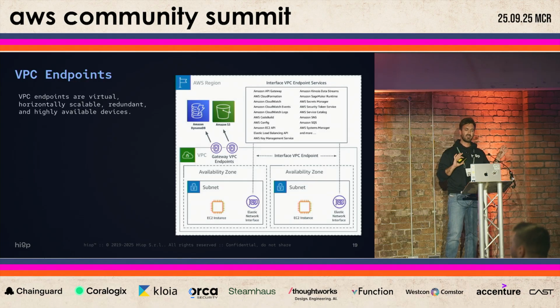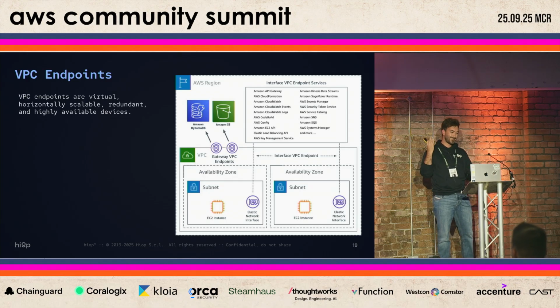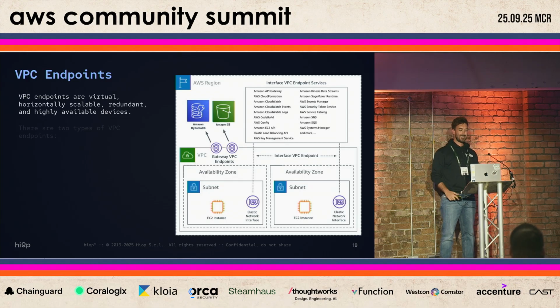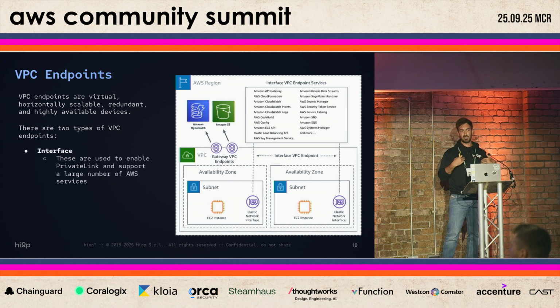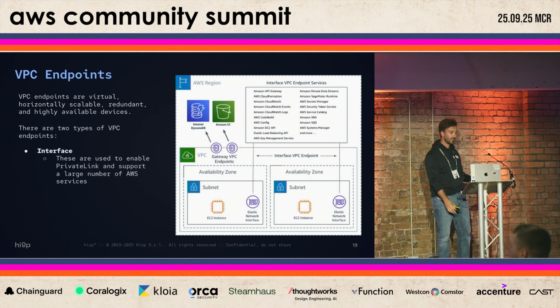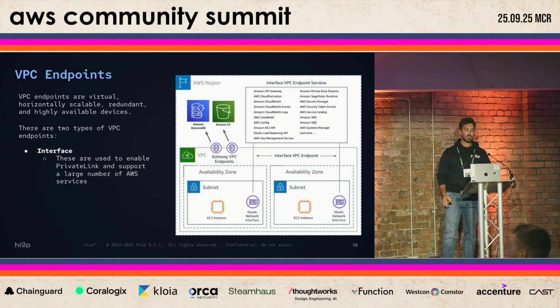VPC endpoints are virtual horizontally scaled devices, a lot of buzzwords: scalable, redundant, highly available. And basically, there are 2 types of VPC endpoints. The first, the ones that we need for the PrivateLink connection, are the interface ones, and are used, as I say, to enable PrivateLink, and they support a large number of AWS services. Here you can see some of them: API Gateway, CloudFormation, CloudWatch, etc.